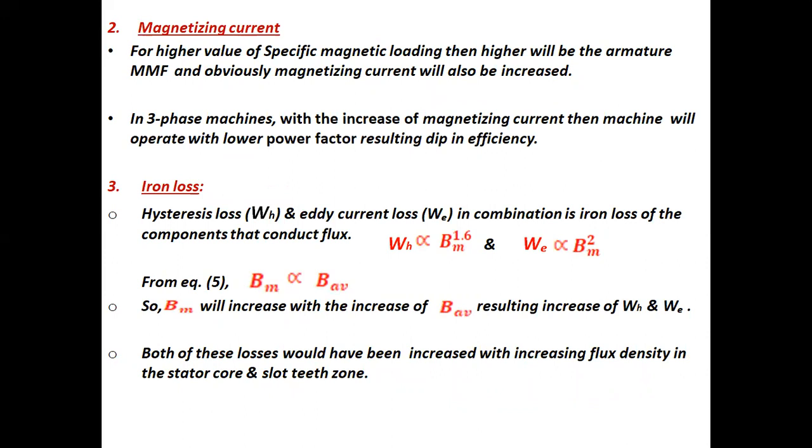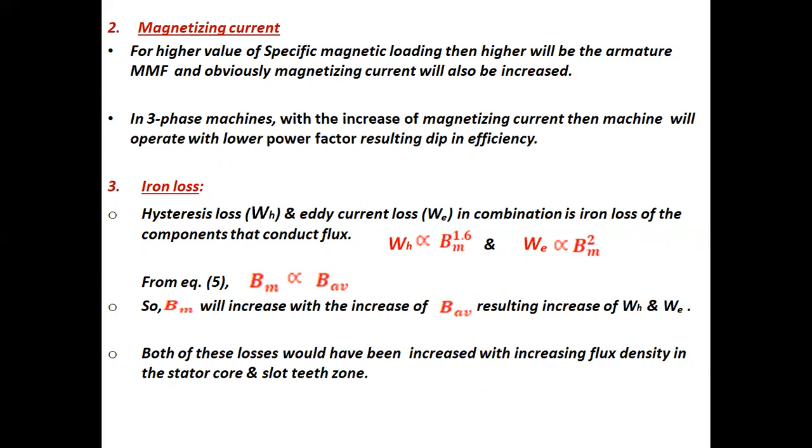Number 2, magnetizing current. For a higher value of specific magnetic loading, the armature MMF, that is magnetomotive force, will be higher, and obviously the magnetizing current will also increase. In three-phase machines, with the increase of magnetizing current, the machine will operate at a lower power factor, resulting in a drop in efficiency.